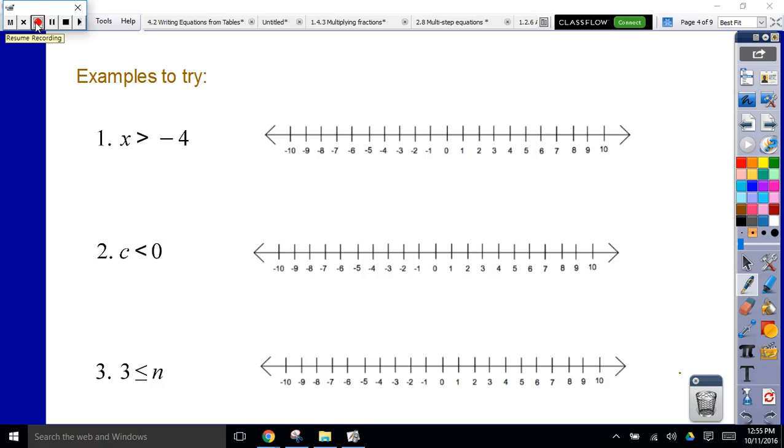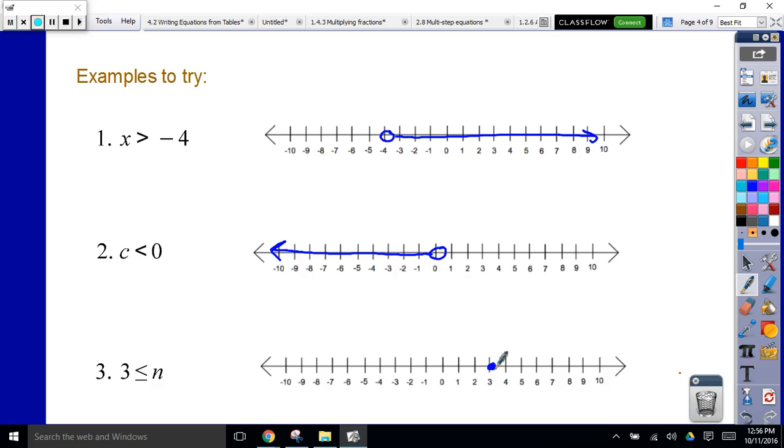Okay, number 1, volunteer. Travis. What kind of circle am I going to use? Open. Open circle, and which direction am I going to go in? Right. Good. Open circle because there's no equals, and to the right because it is greater. Number 2, volunteer. Chloe. Open circle. Another open circle. And am I going to go left or right? Left. Good. Now number 3 is a little bit of a trick question. Seth? Closed circle. Good. Closed circle.